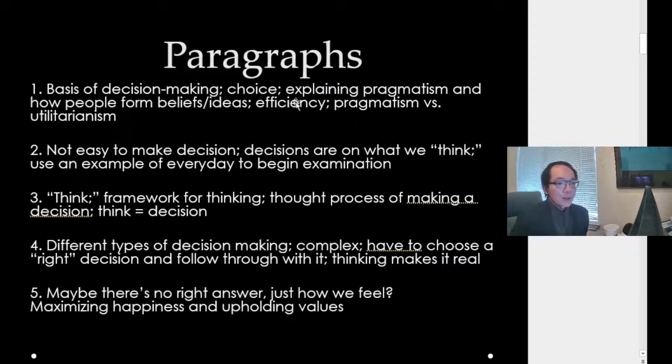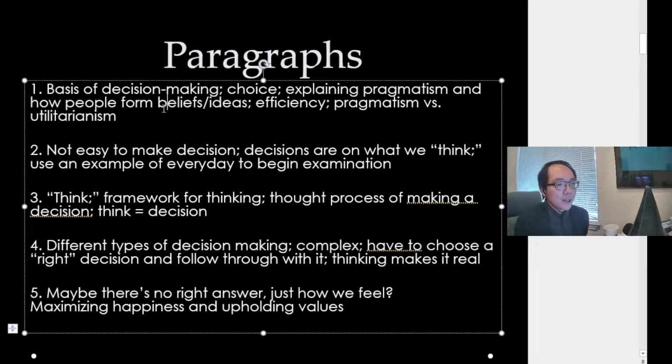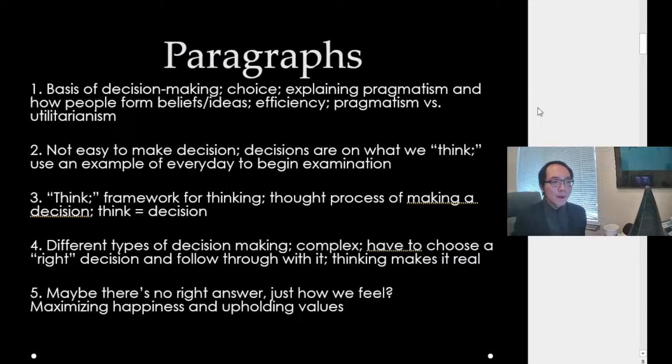You can double check your findings against my answers as well, right? So for me, the first paragraph is about the basis of decision making. Meaning this whole first paragraph talks about where our decisions come from. What is something that's pragmatic and what is not? So it talks about choice, explaining pragmatism, how people form their own beliefs and ideas, efficiency as a topic as well, and pragmatism versus utilitarianism. So just thinking about where our thought process comes from, essentially, which is the main premise of this entire piece altogether.